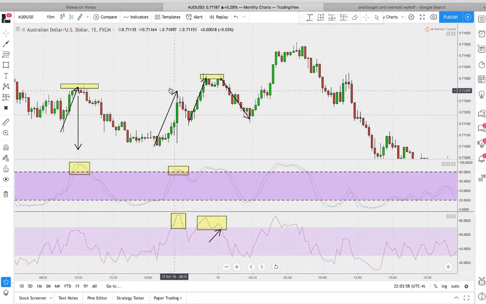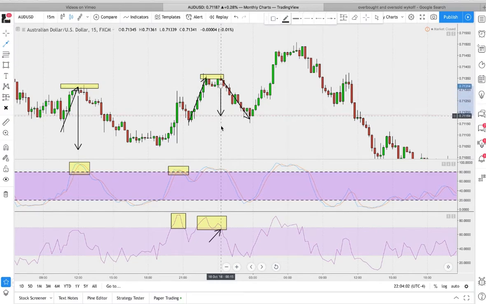So the correlating factor, right? When you look at correlating factors in indicator-based strategies, this is how they work. And this goes down for a couple of hours. Same thing here.